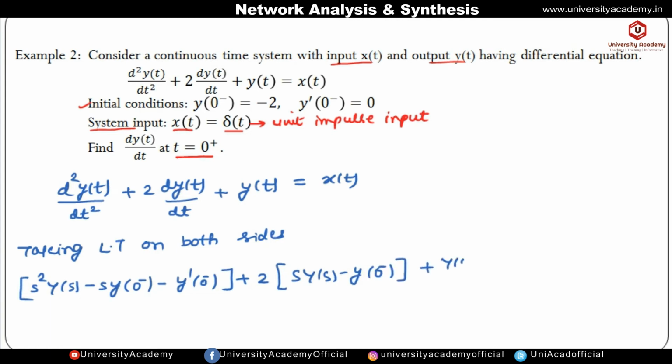Okay, then the Laplace transform of y of t is y of s, and the Laplace transform of x of t is x of s. Okay, so y of 0 negative value is minus 2, and y dash of 0 negative value is 0, and x of 0 negative, so its value is 2.